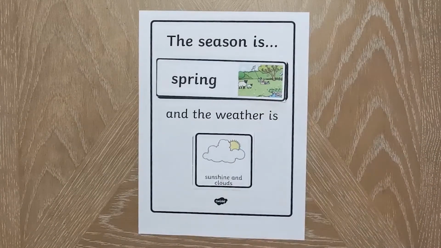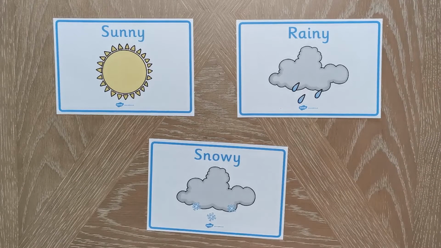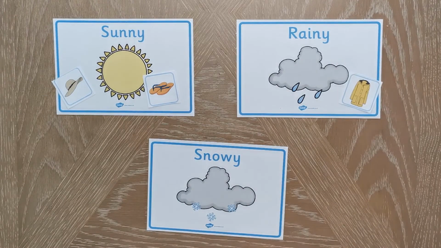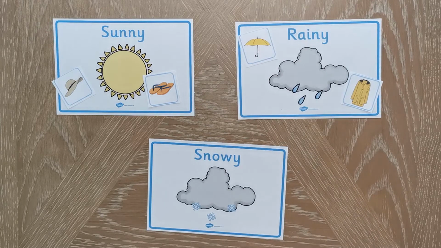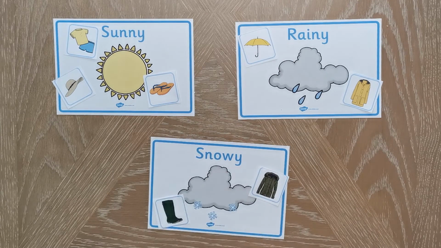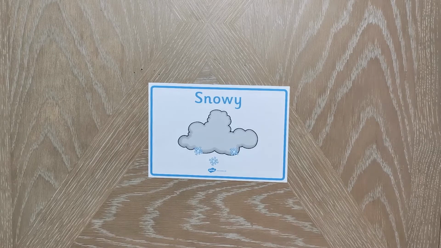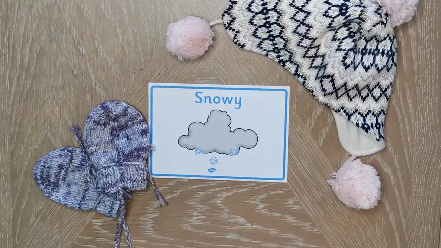what's happening outside. This clothes sorting activity helps children to understand which types of clothes are appropriate for which weather. They can sort the pictures of different clothes by thinking which ones are appropriate for sunny weather, rainy weather, or snowy weather. They could also use the cards to sort their own clothes into these categories.